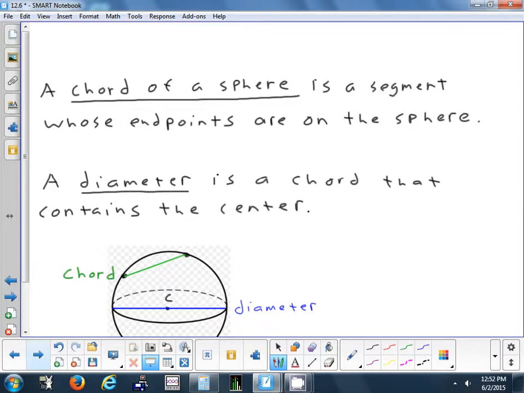Okay, a chord. Well, in a circle, a chord is basically a segment that has its endpoints on the circumference of the circle. Same idea in a sphere. It's a segment where the endpoints are on the edges of the sphere. So in green, that's an example of a chord. If you have a chord that happens to go right through the center, then that's a diameter. Exactly the same definitions we had for circles. Can you have more than one chord in a sphere? Yeah. Infinite. There's infinitely many chords in a sphere.